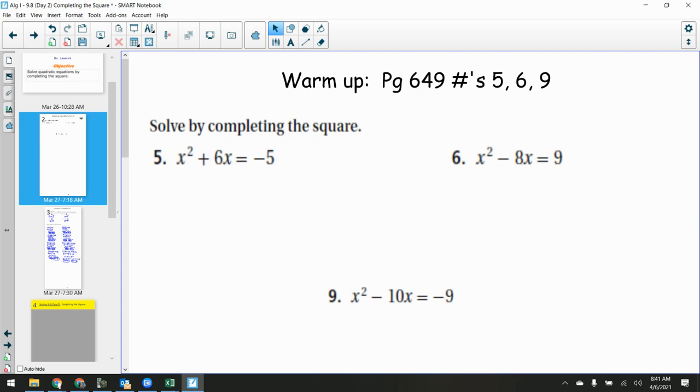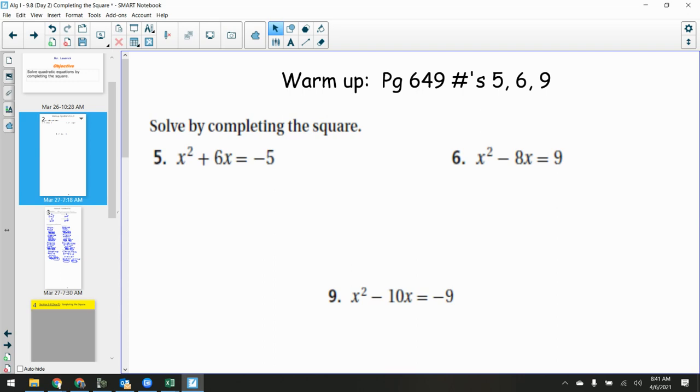Let me remind you of the steps to completing the square. First step, variables to the left, constants to the right. Second step, divide through by A as needed. It's not needed in any of these, but that will come up today. Third step, find the magic number. Figure out what needs to be added to both sides to complete the square, the perfect square. Then, from then on, it's just solve by algebra. Factor, square root the opposite side, solve for your two answers.